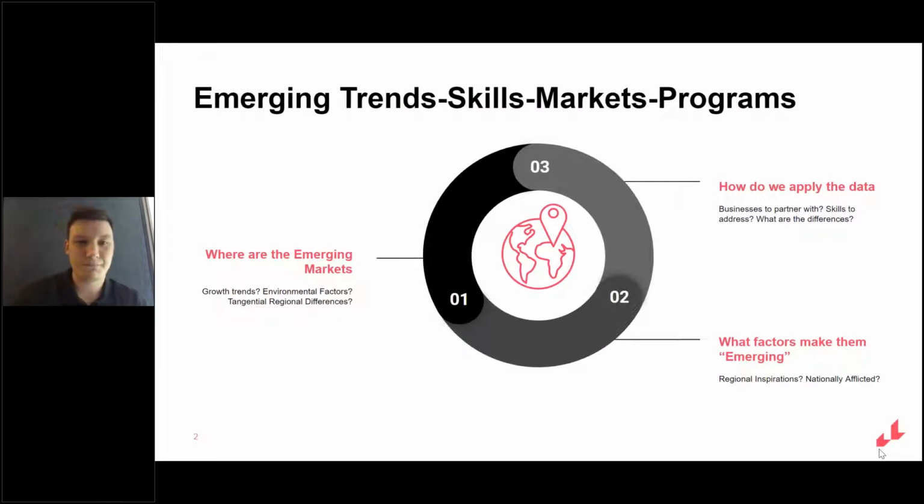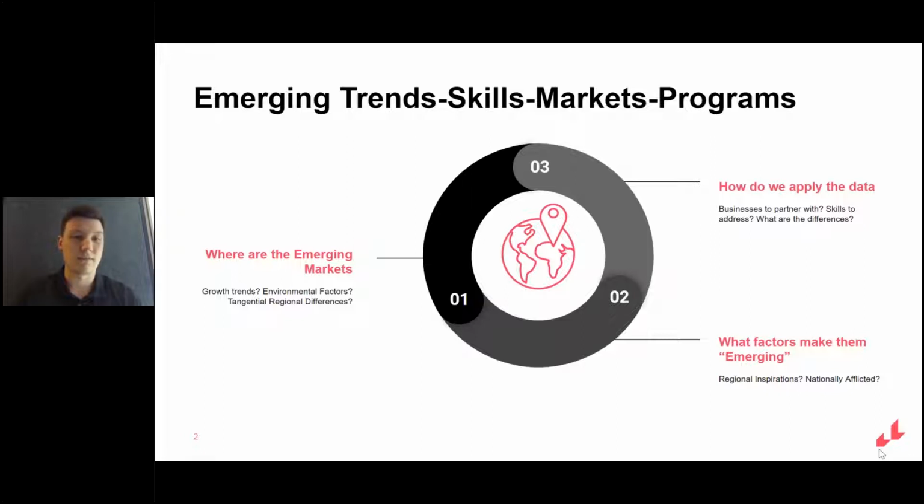When I talk about emerging markets in today's webinar, we can look at a number of emerging trends: skills that are growing, markets that are in need of people with skills, and programs that are not looking in areas that actually need the talent. We'll be looking at where the emerging trends and markets are.